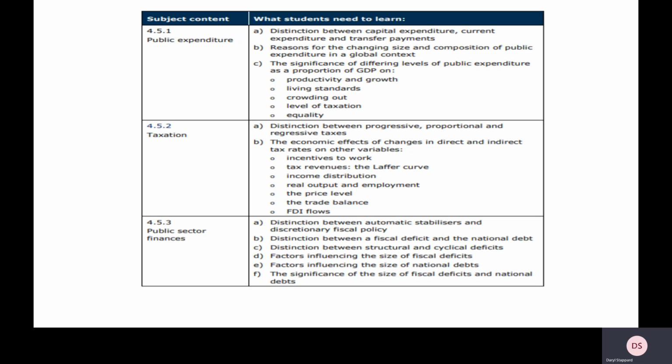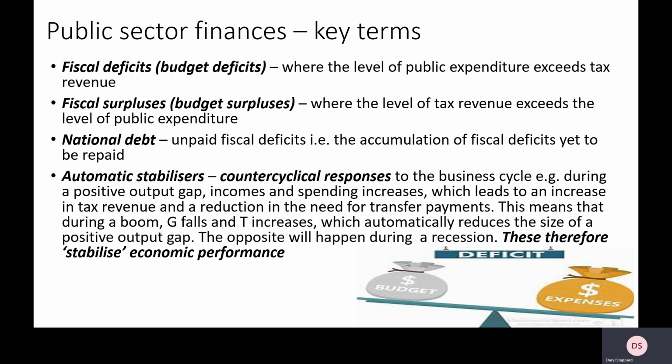Now, what we're going to be doing in this video is putting all of this together by looking at public sector finances. So we're going to be looking at the public expenditure and the taxation together to look at the state of the government's finances. Right, so you've got some key terms that you need to be comfortable with. These top two we've done before in theme 2. Fiscal, or what we call budget deficits, and fiscal, or what we call budget surpluses.